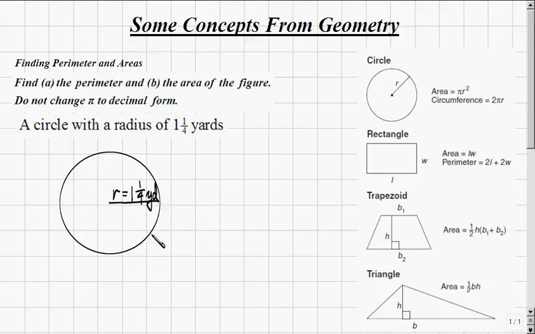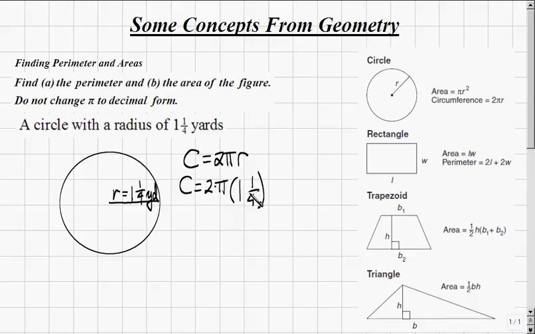Let's find the perimeter and the area of the circle now. The perimeter for a circle is really called the circumference, and it measures the length going around the circle. We'll use the formula circumference equals 2 times pi times r. So circumference, c, is equal to 2 times pi times r. Our r here is the radius, which is 1 1/4 yards, so let's replace that in our formula. So c equals 2 times pi times 1 1/4.